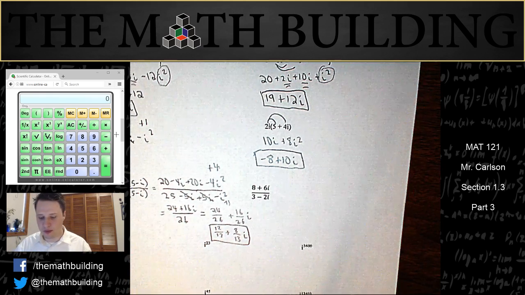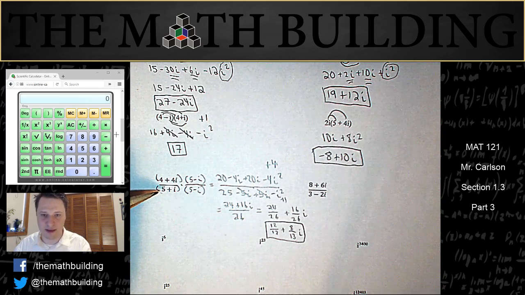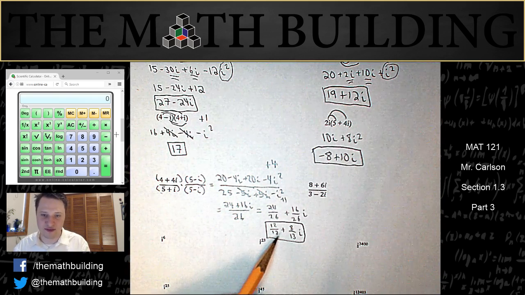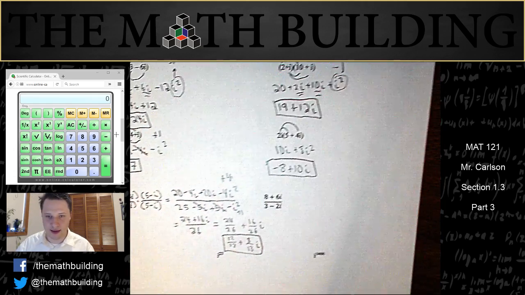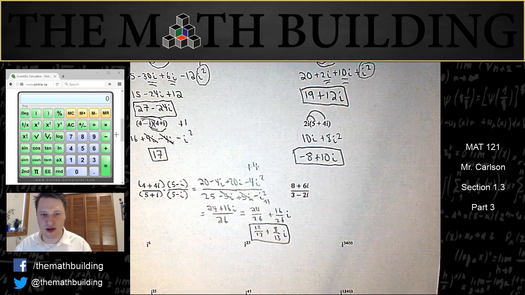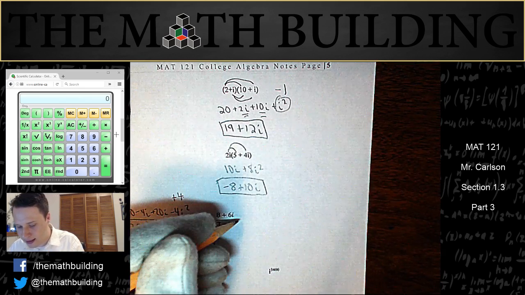So what's the point of what we just did? We just took a complex number, divided by a complex number, and got a complex number. 12 over 13 plus 8 over 13i. Let's do this last one. I want you to try to do it on your own. First, what is the conjugate that we're going to multiply by?